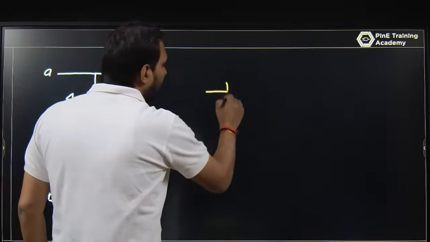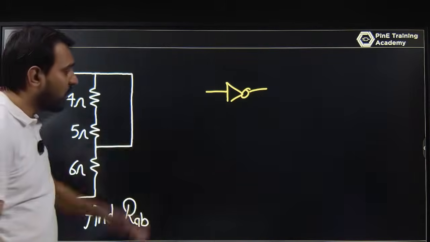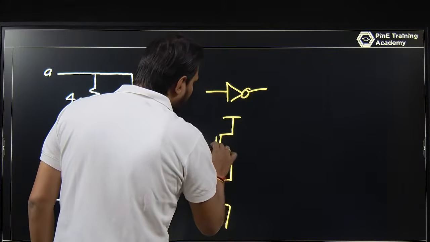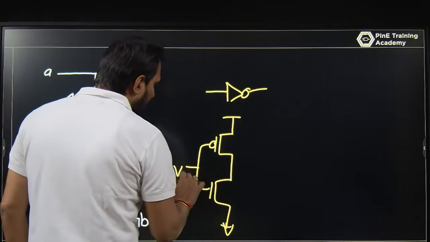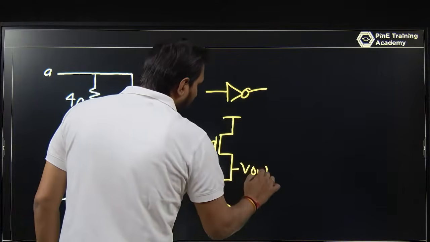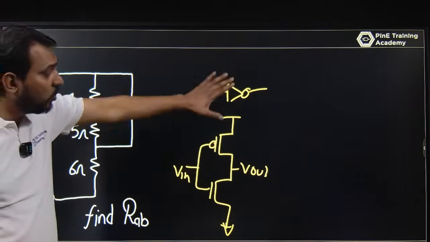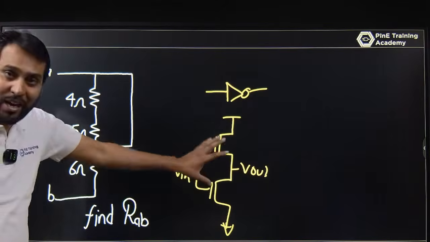You have a CMOS inverter, and of course if the CMOS inverter is designed like this, you have a PMOS and you have an NMOS, and you have an input and an output. This is the symbol, this is the circuit. The symbol is used in the digital domain, and the circuit is designed by the analog circuit designer.